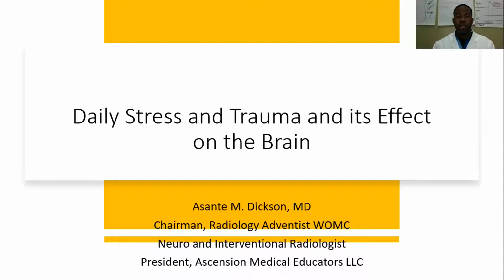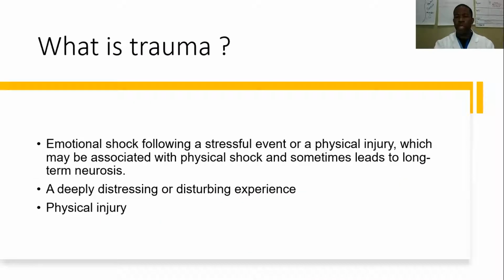So what we're gonna talk about for the next 30 minutes is something that everybody needs to pay attention to, because we're all living the same challenging road right now, which is dealing with stress and trauma. Those are two words that we're gonna define because people use them with all kinds of definitions. And then we're going to try to associate it with how stress and trauma really affect our brains. So what is trauma? The definition is anything from physical injury to emotional shock that a person is going to feel after a stressful or physical injury, okay? A deeply distressing or disturbing experience is defined as trauma.